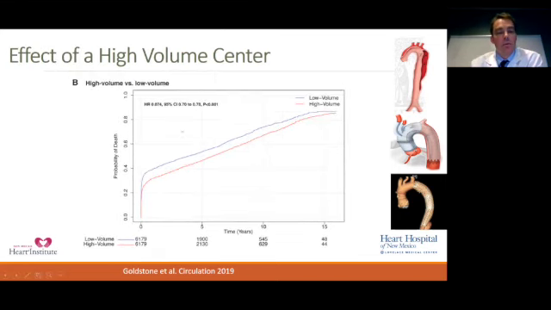The second one was, did it matter if you got the surgery at a high volume center or a low volume center? Again, we're looking at probability of death. So you want to be on the lower curve. The red curve here is people who got surgery at a high volume center. And what they did is they had a 7% absolute survival advantage by getting surgery at a high volume center.